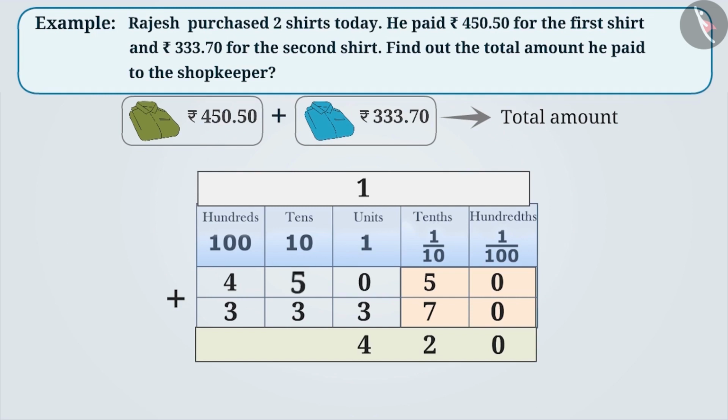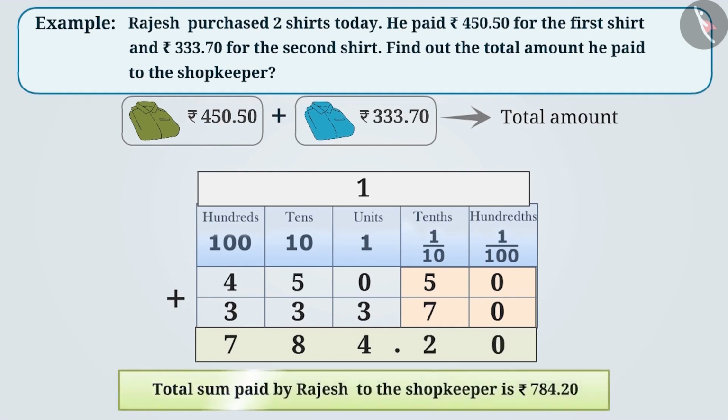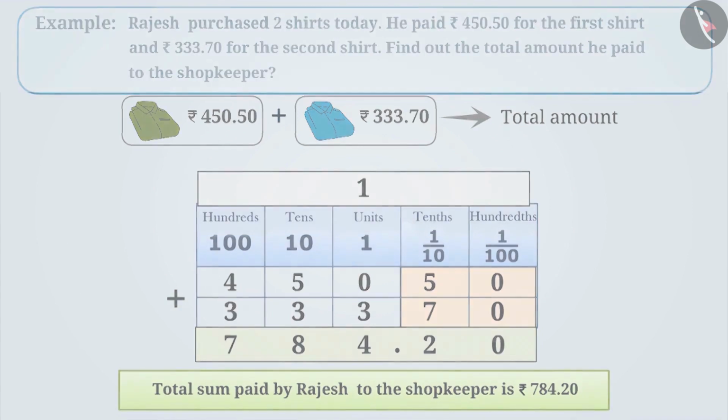Similarly, the sum of digits in the tens place is 8 and the sum of digits in the hundreds place is 7. Therefore, the sum of these decimal numbers is 784.20. Thus, the total amount Rajesh paid is rupees 784 and 20 paisa.